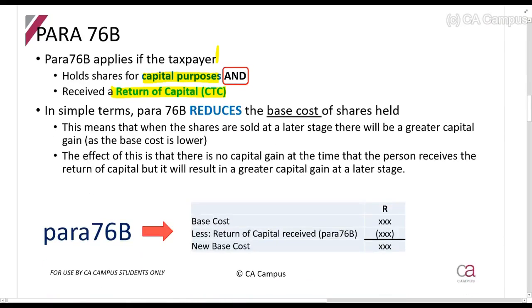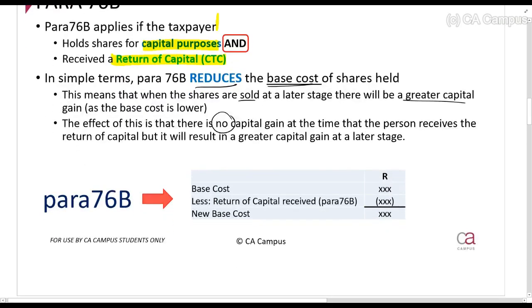So paragraph 76B says, the point behind paragraph 76B is that you will reduce the base cost of the shares that you hold by the contributed tax capital amount. So that means at a later stage when you sell the shares, there will be a greater capital gain. This also means that there's no capital gain at the time when you receive the contributed tax capital.